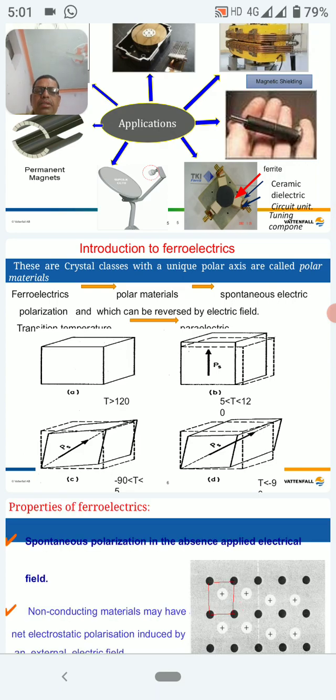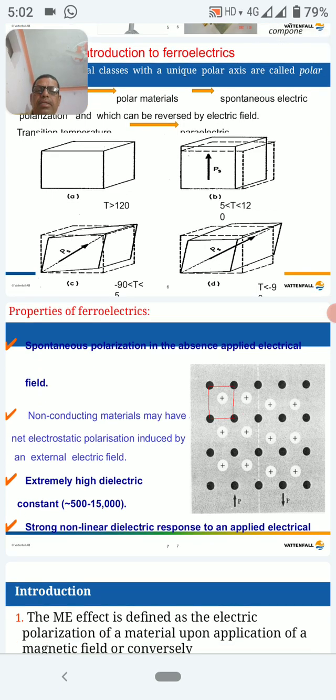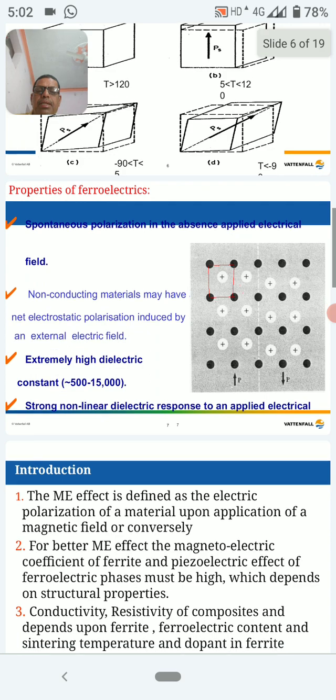These ferroelectric materials have a transition temperature. Above that transition temperature, they are converted into paraelectric substances, and that is called the Curie temperature of that ferroelectric material. These ferroelectric materials have polarization in the absence of an electric field, and they are usually non-conducting materials and may have net electrostatic polarization induced by the external electric field. These ferroelectric materials also have an extremely high dielectric constant and strong nonlinear dielectric response to the applied electric field.